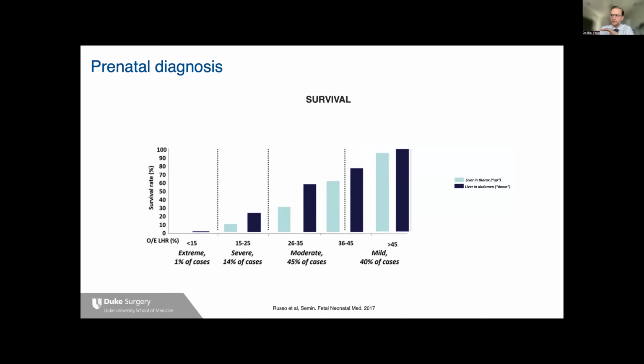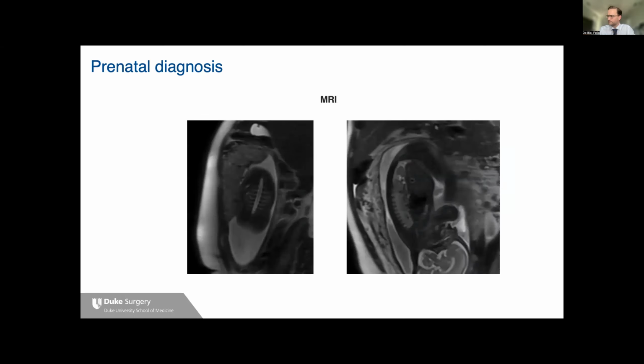So the observed over expected lung to head ratio in combination with the presence of liver herniation is able to predict survival. And we have those categories of CDH severity, the extreme cases of which almost none make it, the severe and then moderate and mild CDH phenotypes. And that's all based on prenatal screening, diagnosis.